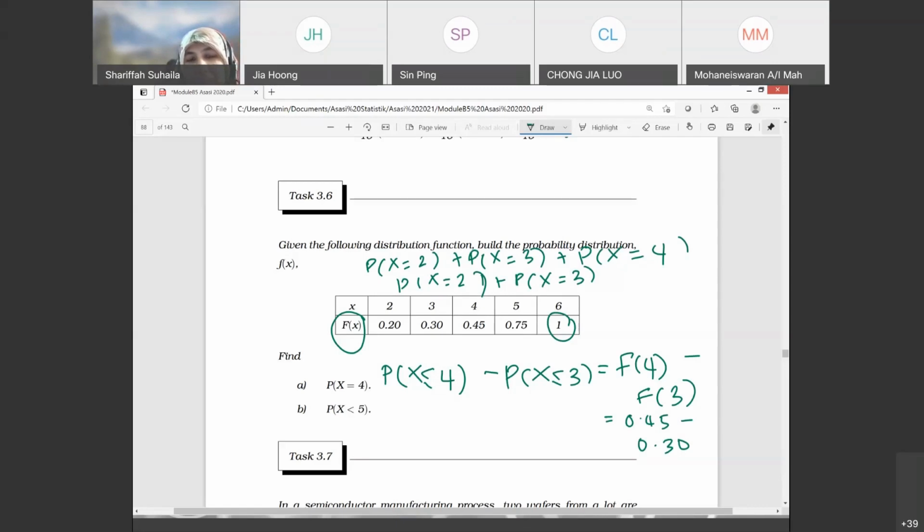So we want to get probability x equals 4. We use this because what is given is capital Fx, the cumulative distribution function. If you want to find F4, that means probability x less than or equal to 4. Capital F3, x less than or equal to 3. So F4 minus F3, then you get probability x equals 4. Now let's say I want to find probability x equals 5. So x equals 5, what will it be? Exactly 5.